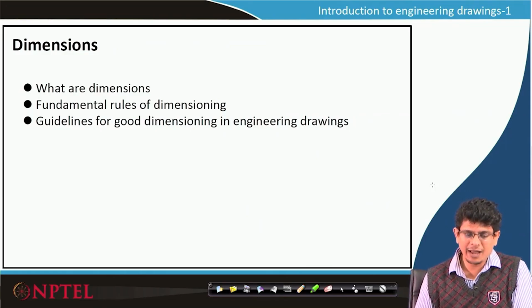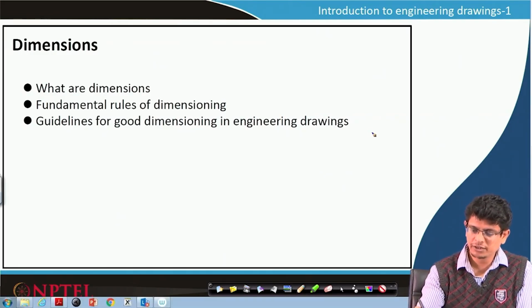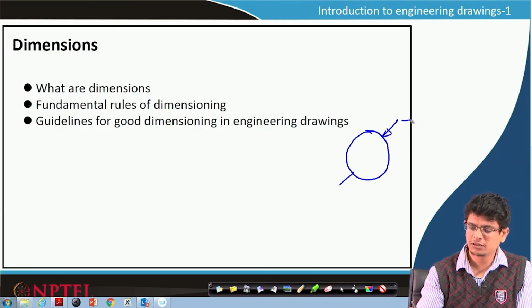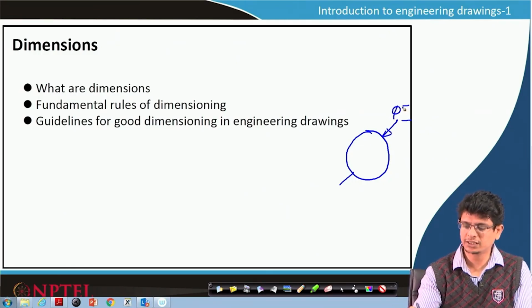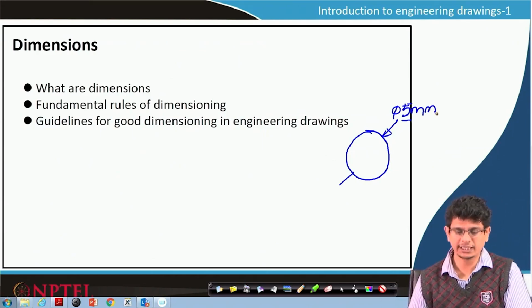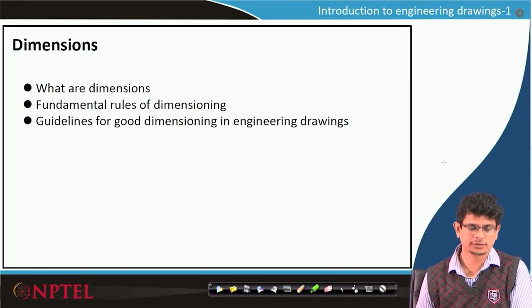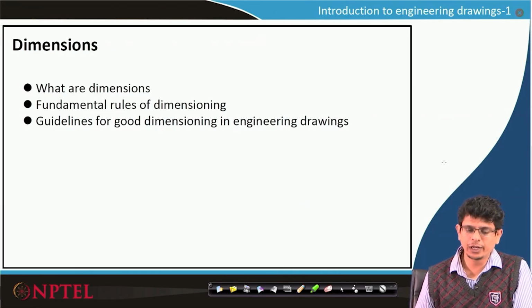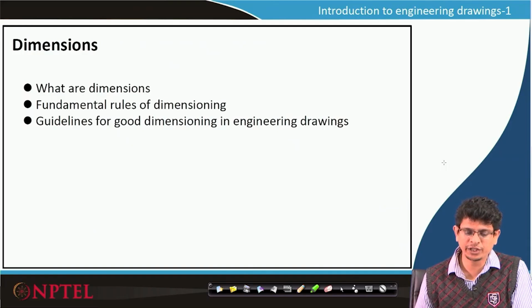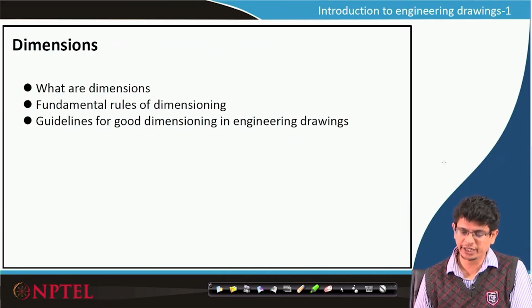Now, coming back to the dimensions of the drawing sheet, where we have shown the pictures, for example, something like a circle with diameter and so on. How to name such kind of things we are going to look at in this section. In this, we look at what are the dimensions involved, fundamental rules of dimensioning, and guidelines required for good dimensioning in engineering drawings.